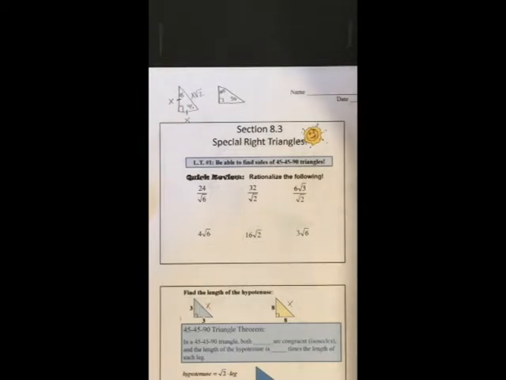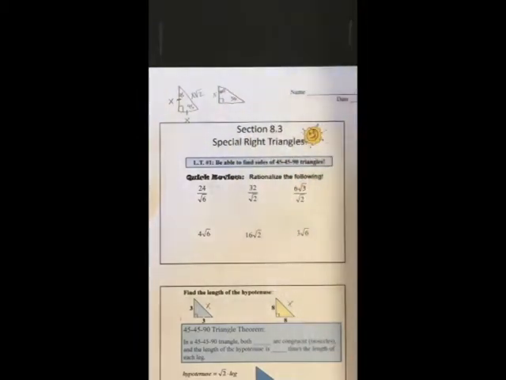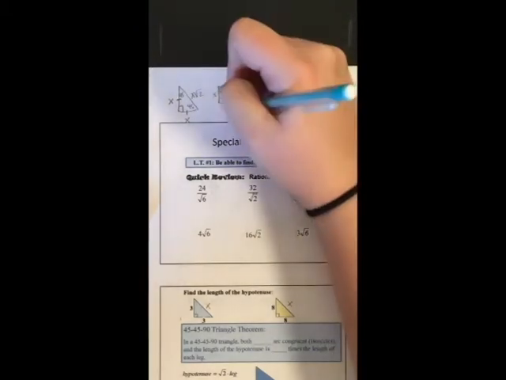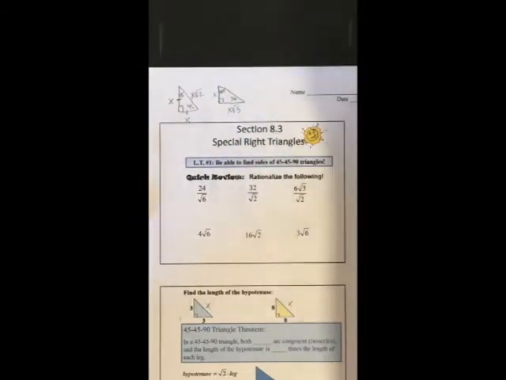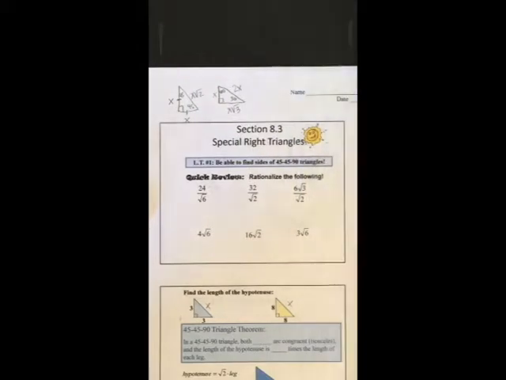Now the 30, 60, 90, the smallest side is just going to be x, that's across from the 30-degree angle. The medium side's across from the 60-degree angle, that's going to be x square root of 3. And the larger side is across from the right angle, and that's going to be 2x.